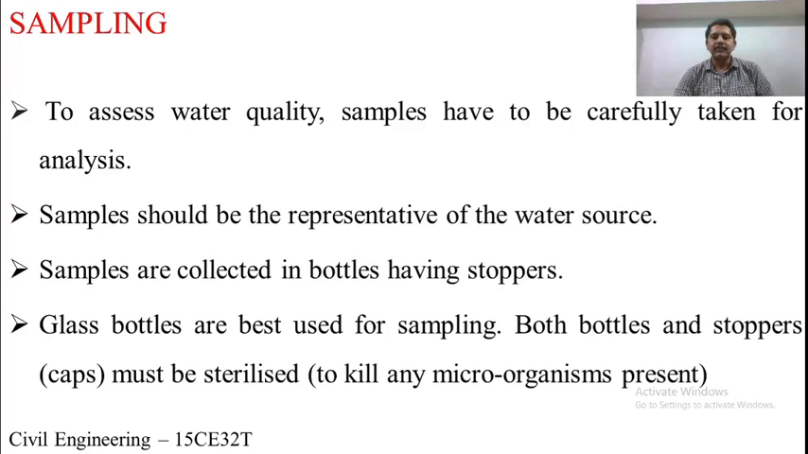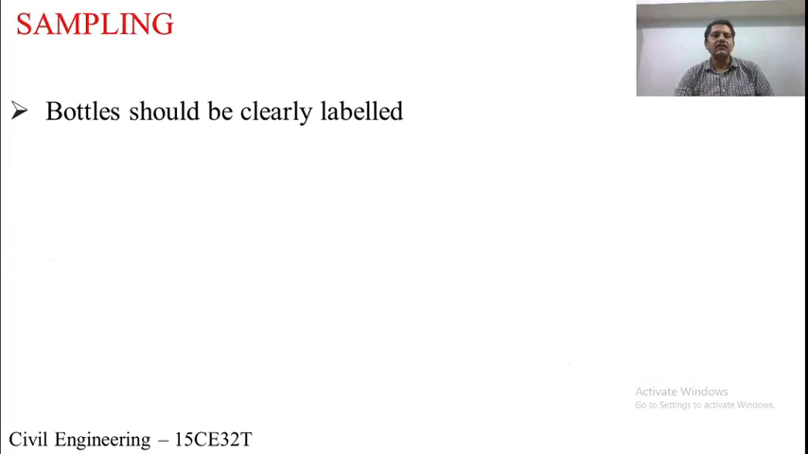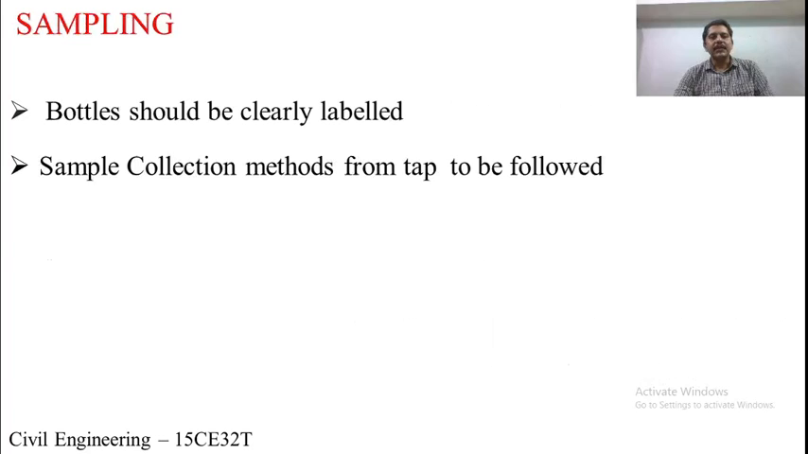So very carefully we have to collect the samples. After collection, the bottles have to be properly labeled, indicating the location where it is collected, time of sampling, date of the sampling, bottle name, bottle number. All these things have to be mentioned specifically in a label and tagged to the bottle.